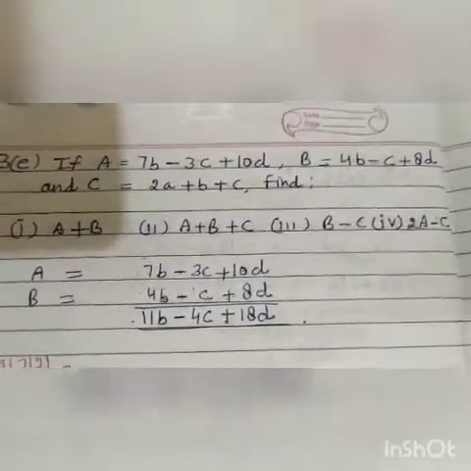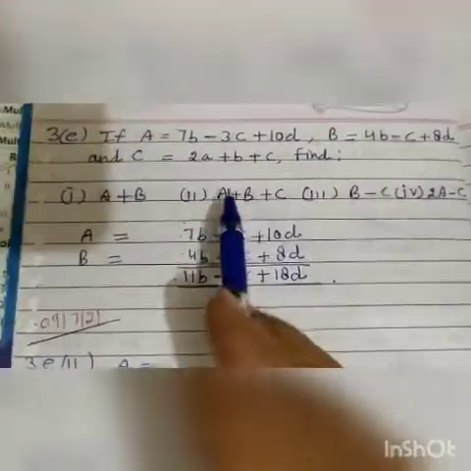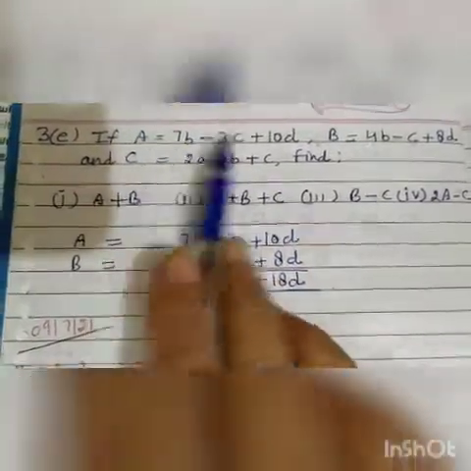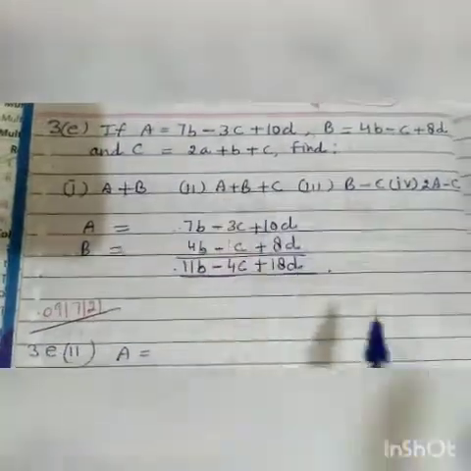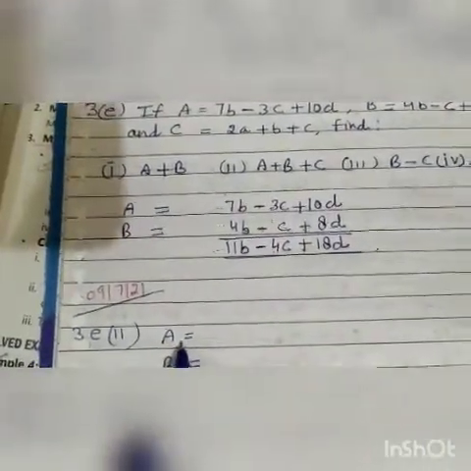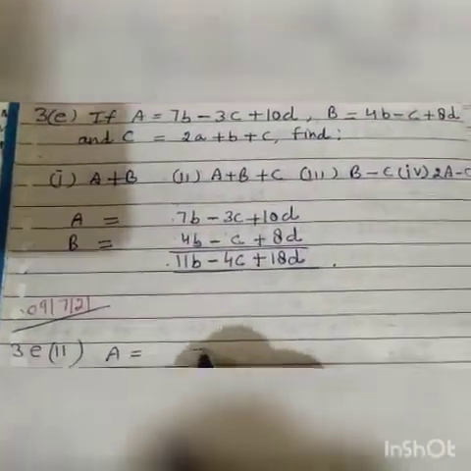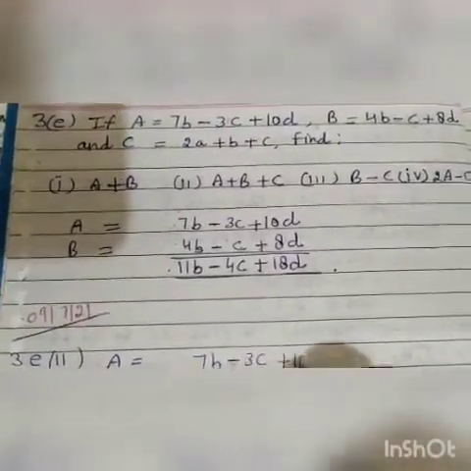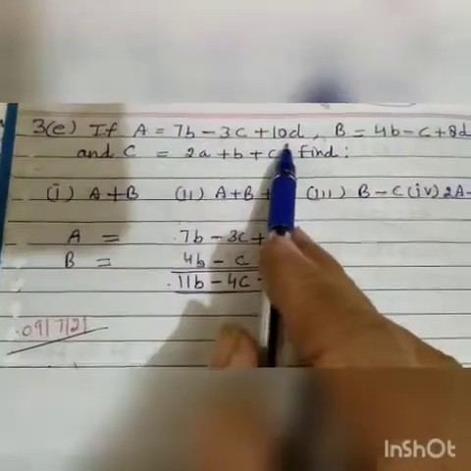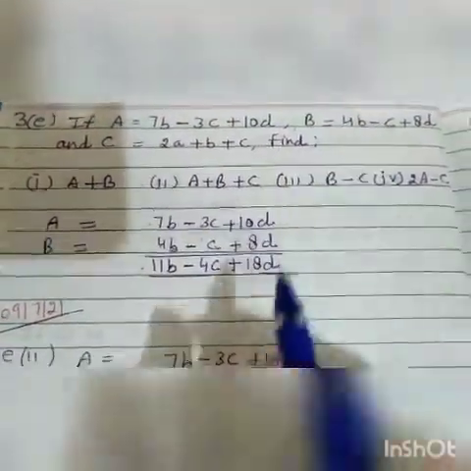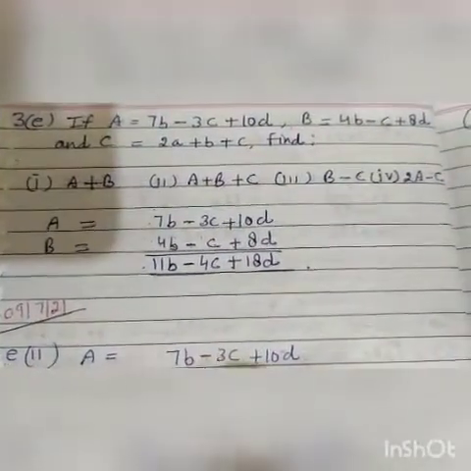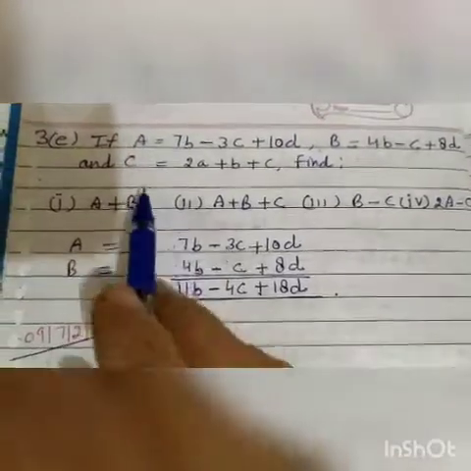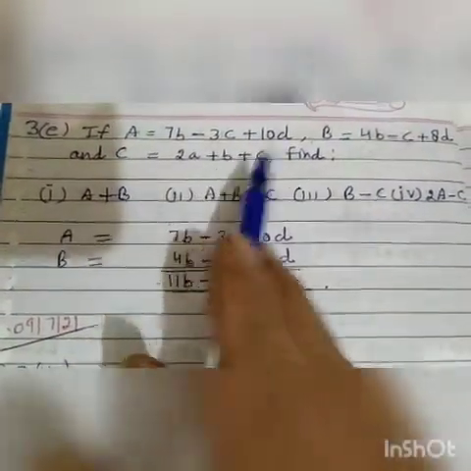See here. In the second part, we have to find the value of a plus b plus c. The values of a, b and c are given here. So, what is the value of a? a is 7b minus 3c plus 10d. This is the value of a. Then the value of b is 4b minus c plus 8d. Then the value of c is 2a plus b plus c.